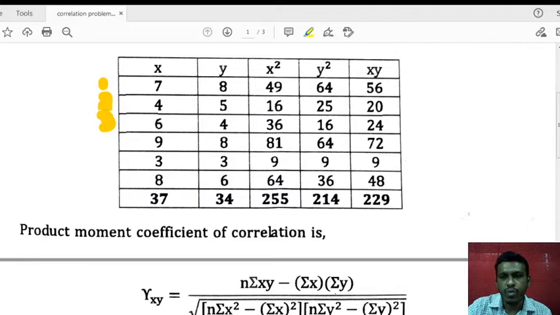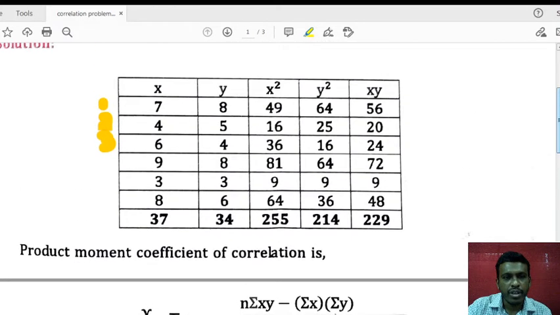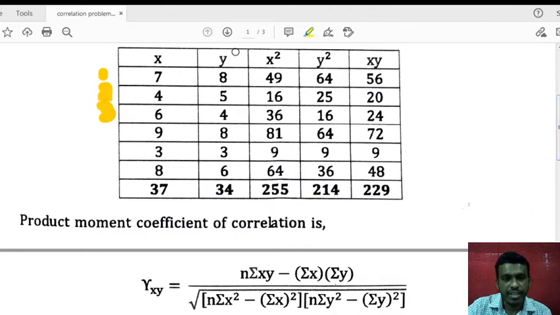Now we are supposed to find out summation of x and summation of y, that is, total all these numbers. 7 plus 4 plus 6 plus 9 plus 3 plus 8 gives you 37. This is summation x, that is sigma x. Similarly, y values, that is marks obtained in mathematics: 8, 5, 4, 8, 3, 6. Add up all these numbers again, and you will get 34.